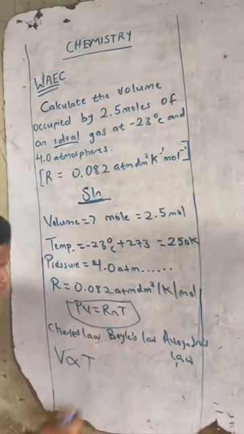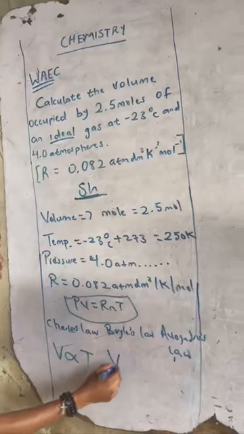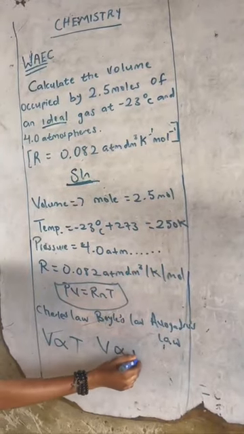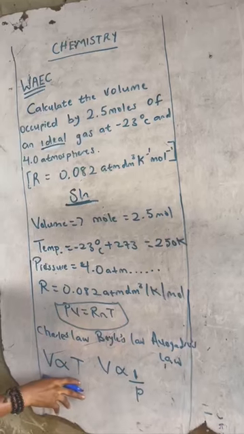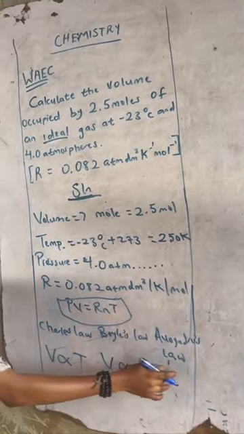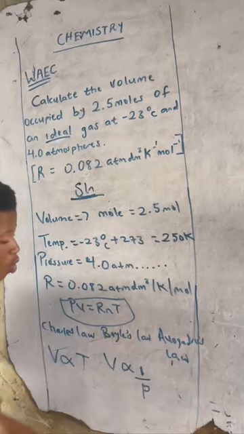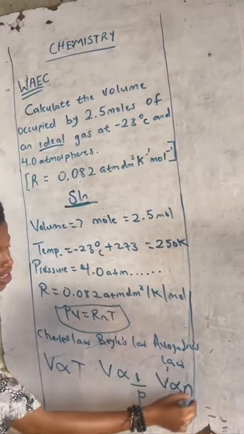Note that. So we have this. Coming to Boyle's law now, Boyle's law states that the volume of a given mass of gas is inversely proportional to its pressure at constant temperature. Then Avogadro's law or principle states that equal volumes contain the same number of moles. That is, volume varies directly as number of moles.